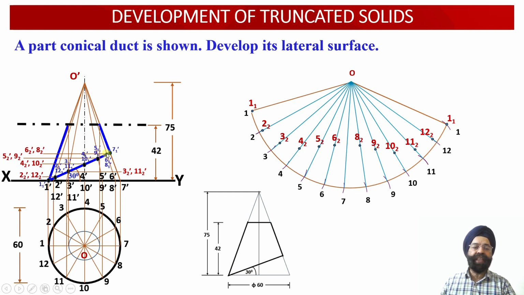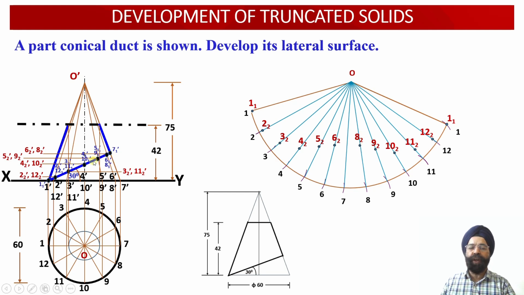Next 2 points of intersection happen to be 6 1 dash and 8 1 dash. So once again, corresponding to these 2 points, the true length of the radii we have evaluated over here. So as we measure the distances O dash 6 2 dash and O dash 8 2 dash over here and mark these distances onto the true length of the slant generators O6 and O8, the 2 points 6 2 and 8 2 we have been able to identify over here.